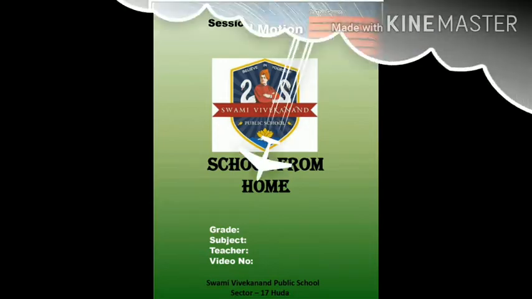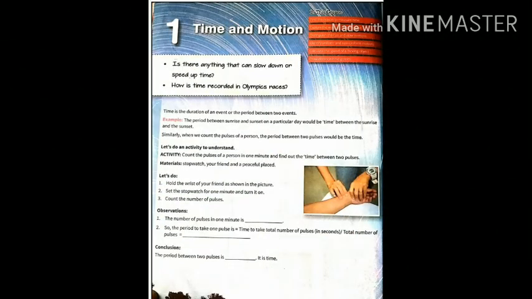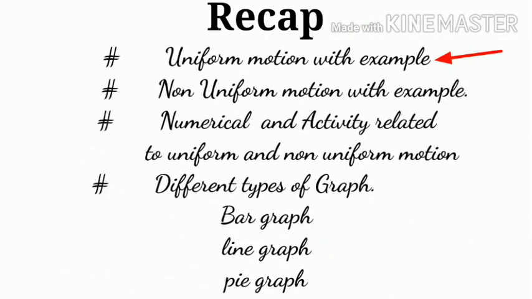Students, as you know, we are doing chapter number 1, Time and Motion. This is the sixth video of this chapter. Before I start the new topic, let us take a quick recap of the topic which I have explained to you in the previous video. I have explained uniform motion with example.